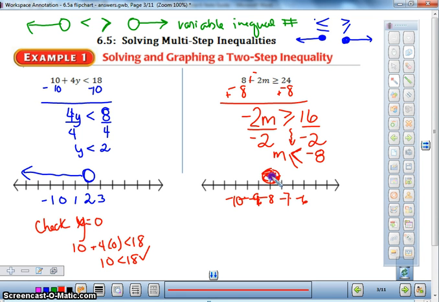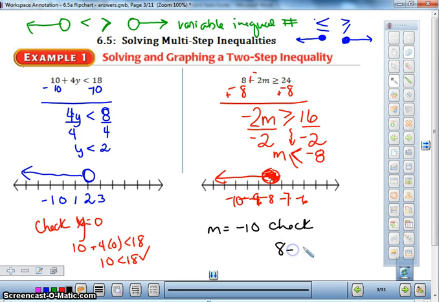Where are all the numbers less than or equal? To the left, because remember, we have the variable and the inequality points less than negative 8. An easy point for me to check is maybe negative 10. If I'm checking this, m equals negative 10. How do we do our check? The same way we've checked before.